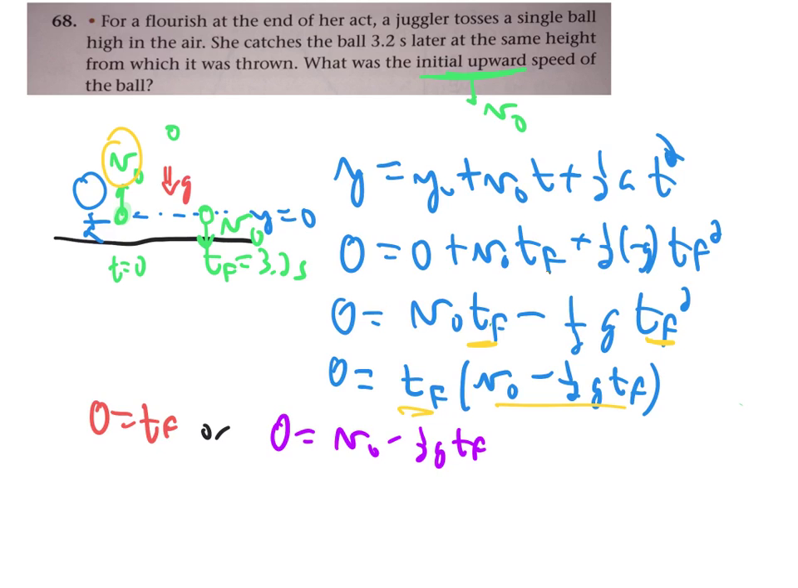And so this first one is kind of crazy. It says that she catches it at the moment she throws it. What it really says is that this is telling us the time when the height is 0. And there are 2 such times, at the very start or at 3.2 seconds. So this one is true, but not particularly informative. The other side, on the other hand, says that v0 equals 1/2 g tf. And again, we've reached the same numbers, so we know this is also going to be 15.7 meters per second.